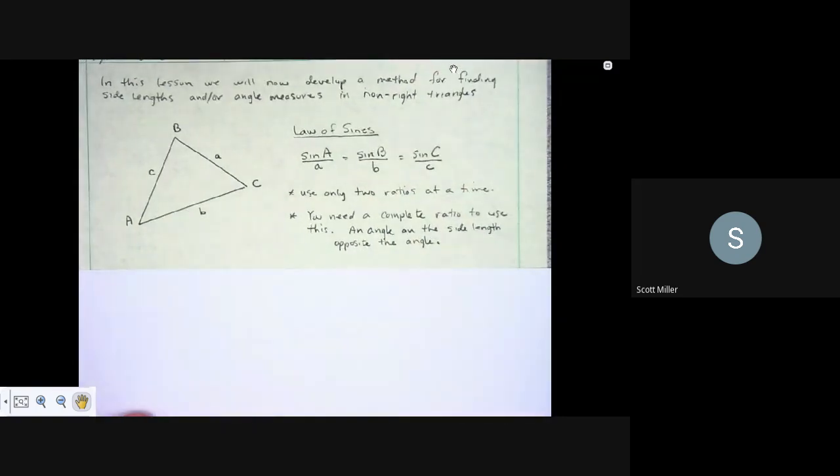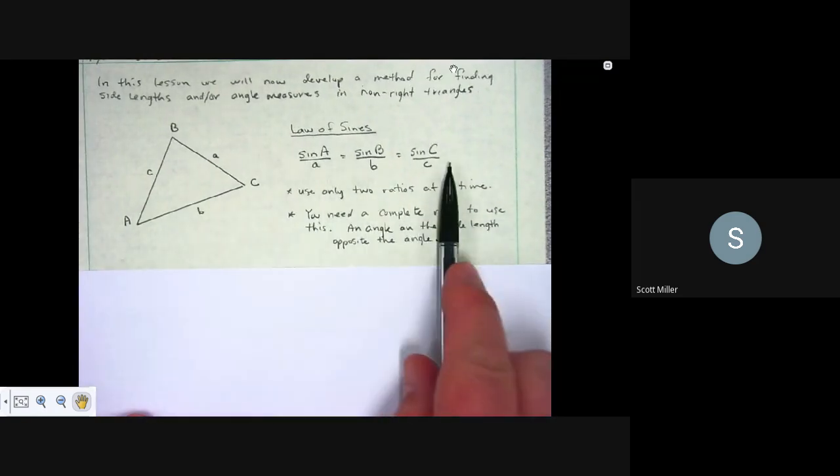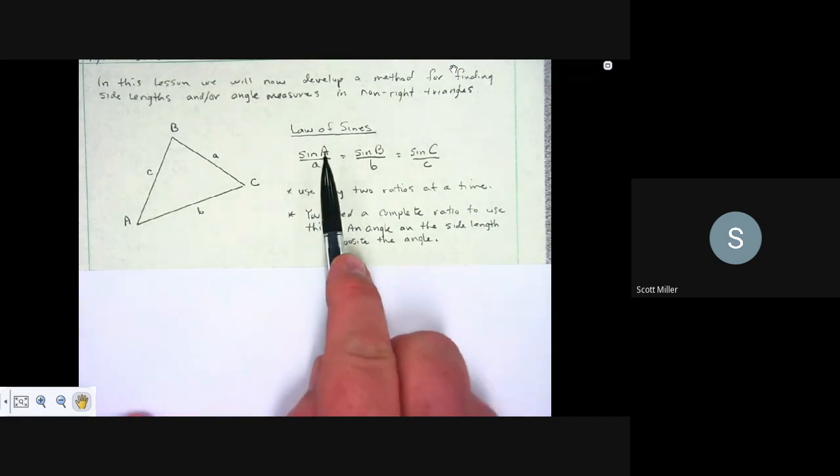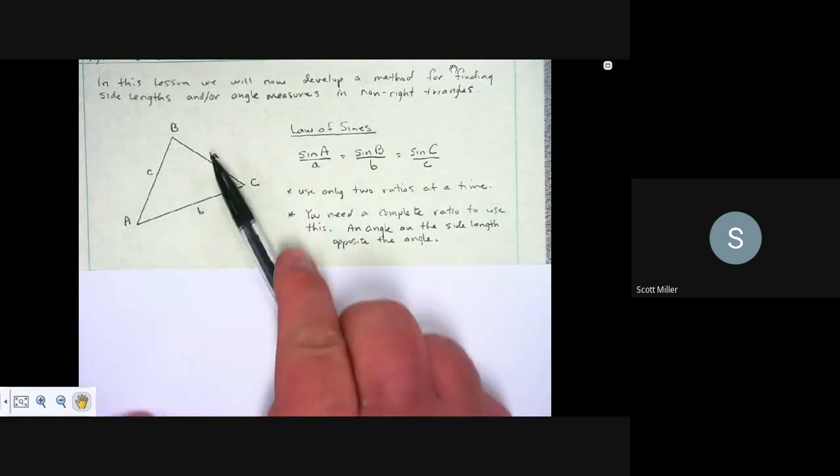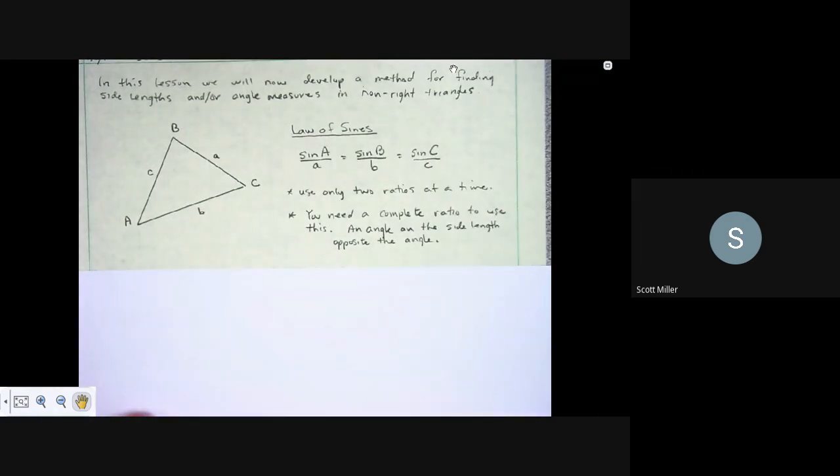Okay? How do I know when to use the law of sines? This is the key. You have to have a complete ratio. If you do not have an angle and the side opposite that angle, no matter where it lands, you have to have an angle and its opposite side. You gotta have those values. If you don't, you cannot use law of sines. But if you do, then you can.